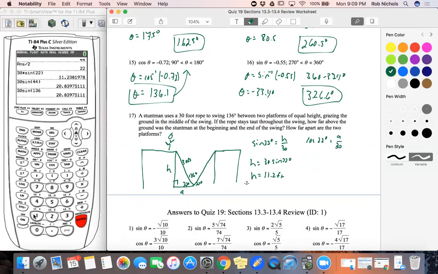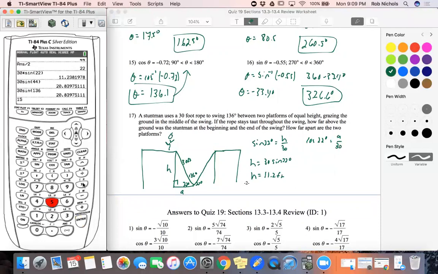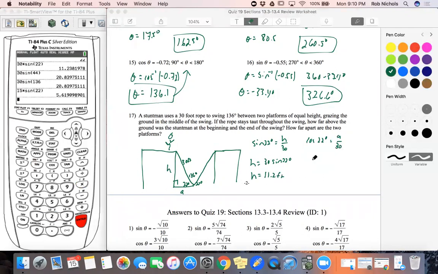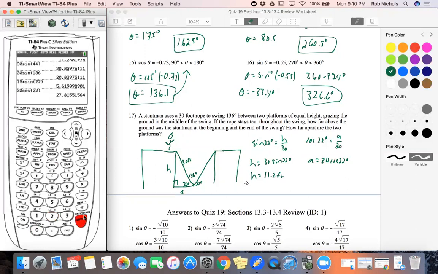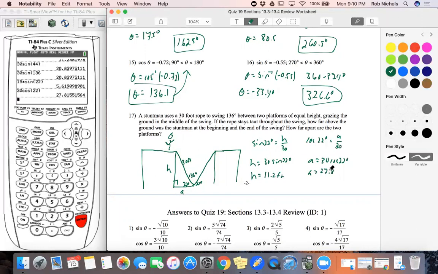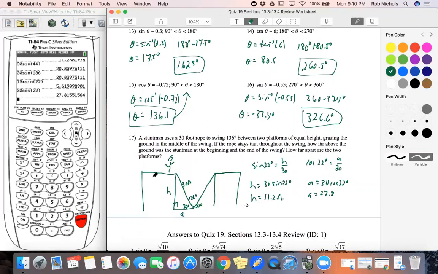You know what? I wonder real quick, what if that's supposed to be 15 times the sine of 22? Nope, that doesn't work. Okay, anyways, so A is going to equal 30 times the cosine of 22 degrees. And I'm getting A is equal to 27.8. And then I need to multiply that by 2 because that's only part of it. And I'm getting A equals 55.6 feet.